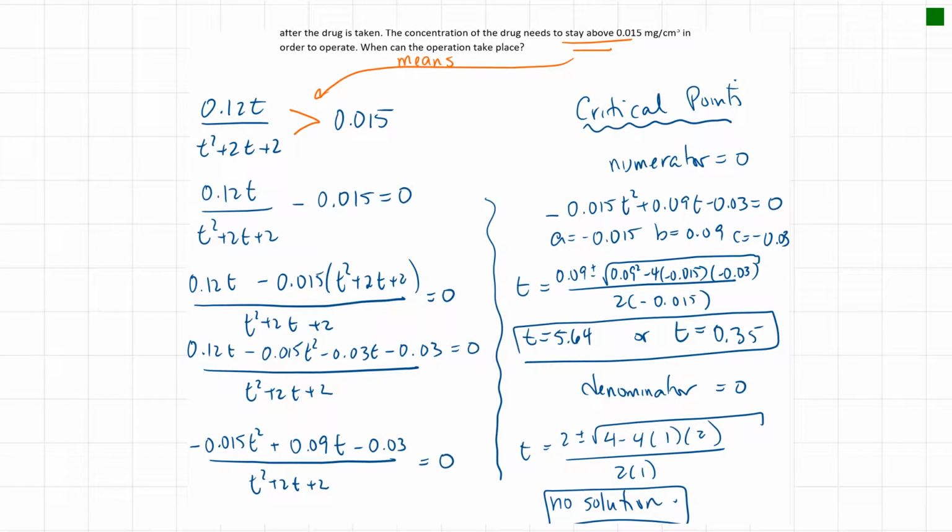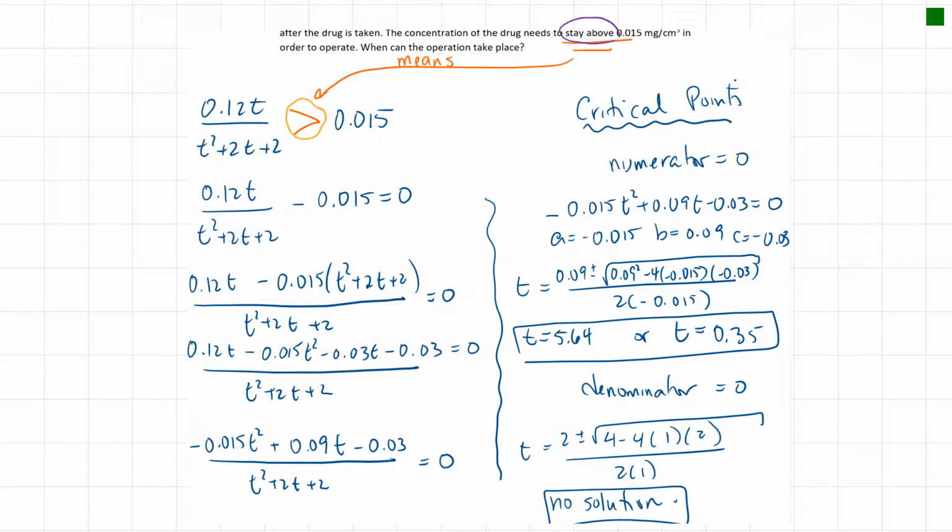So you have access to the printed solution. I just wanted to run through this verbally for those that might find that helpful. To start with, the question says it needs to stay above 0.015 milligrams per centimeter cubed. So that's why we use the greater than sign. So that explains this greater than sign.